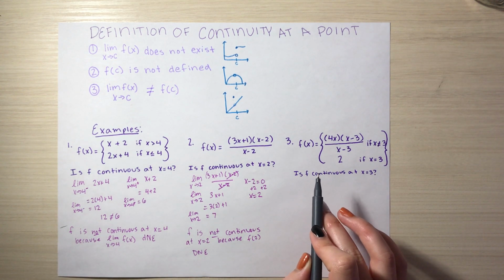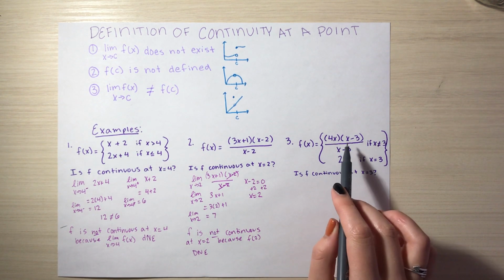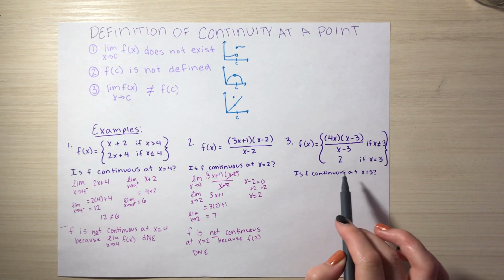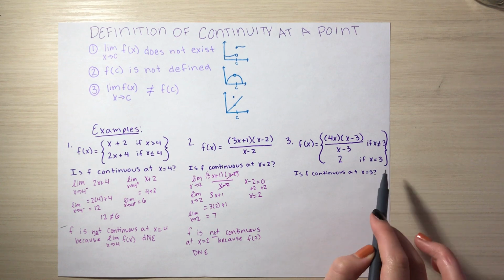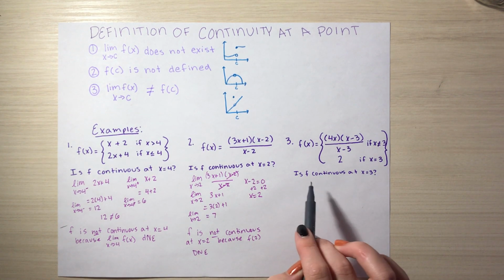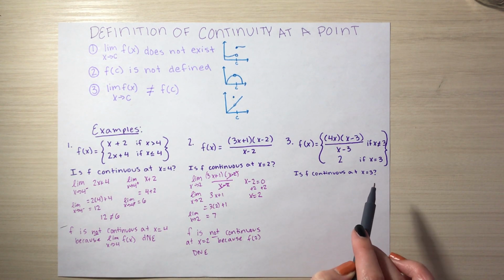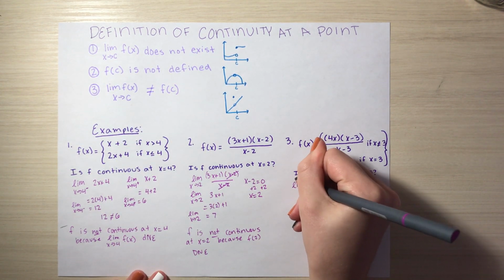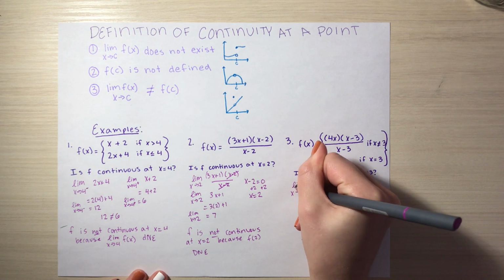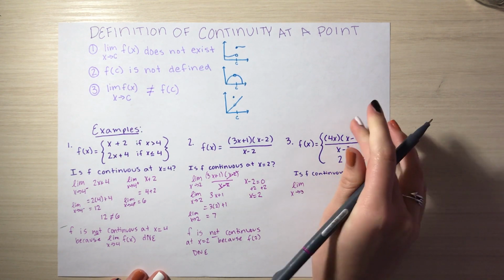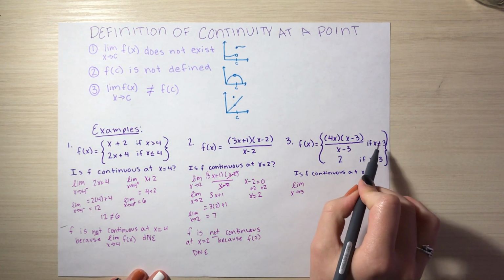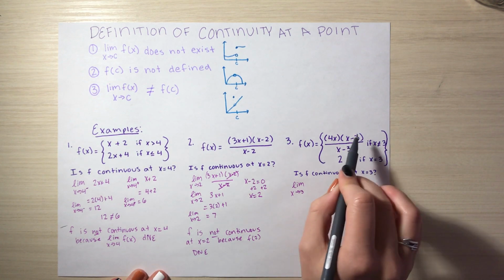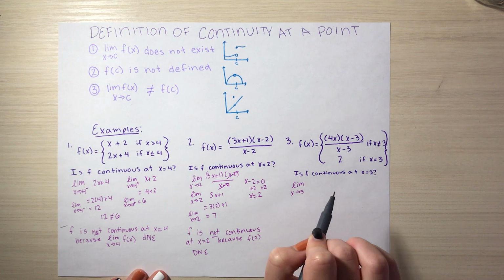We have another piecewise function, f(x) equals 4x(x - 3) over (x - 3) if x is not equal to 3, and we have 2 if x equals 3. The question is, is f continuous at x equals 3? And so we go back to our first step, solving for the limit. As x approaches 3, we can use this top function because even if 3 doesn't exist in this function, we can still solve for the limit.